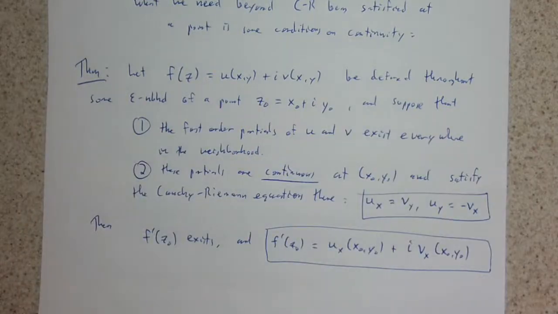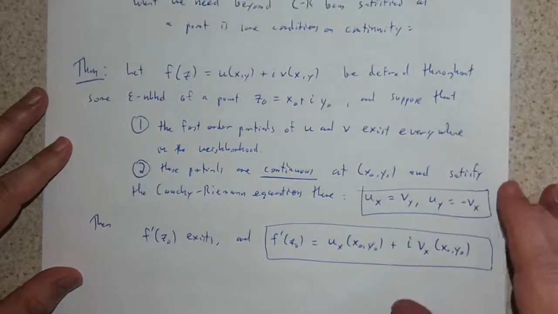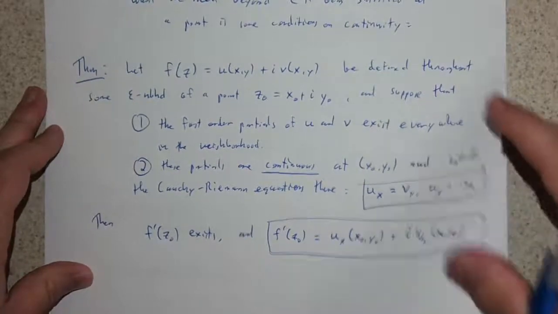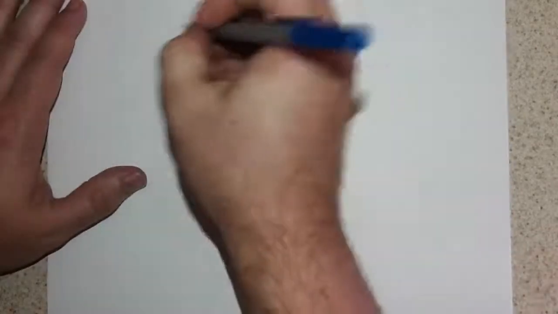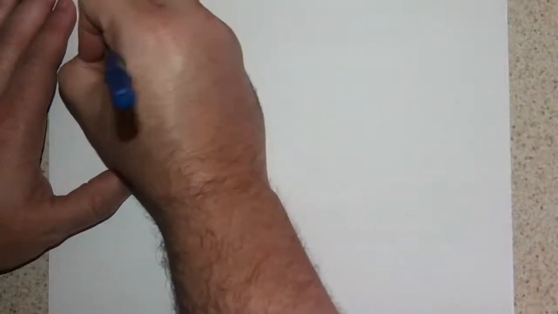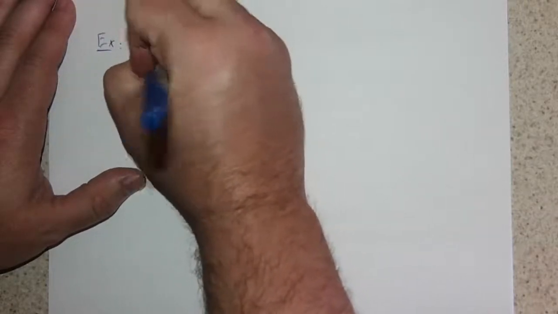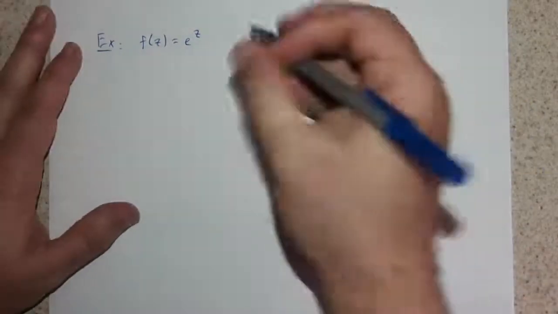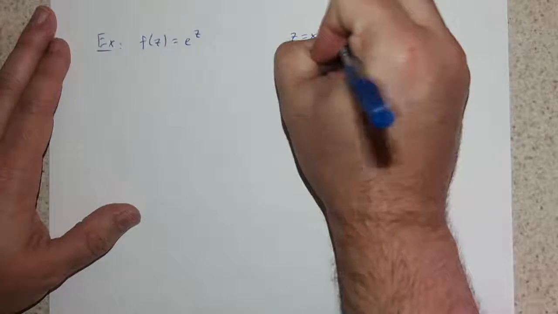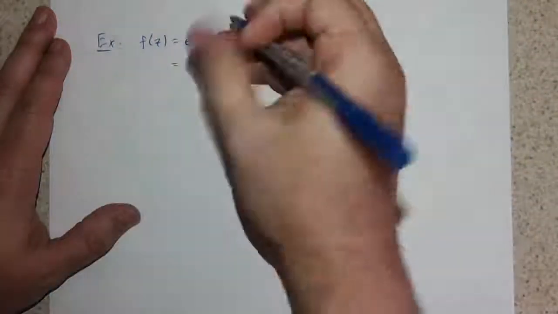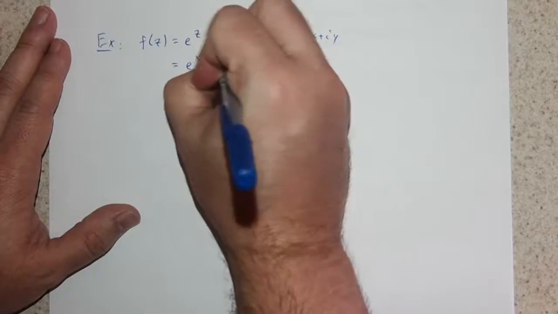Like I said, I'm not going to do the proof of this, but you can read over that yourself. It's not too crazy. And so let's do a couple more examples of this. If we wanted to show, for instance, that the exponential function is differentiable everywhere, let's look at the function f of z is e to the z. If z is x plus iy, we can think of this as e to the x times e to the iy by splitting it.